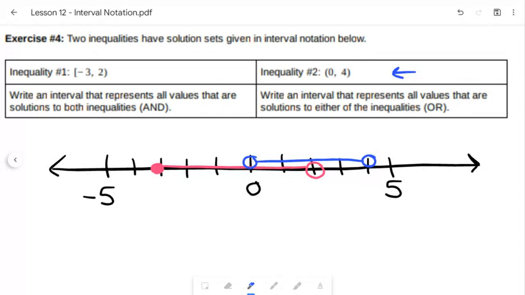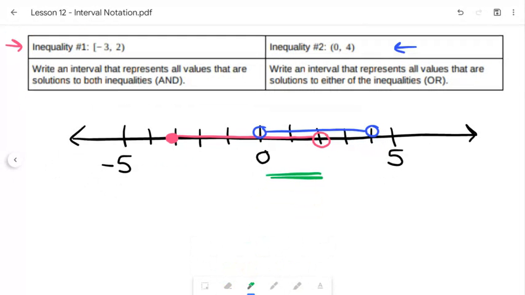We want to write an interval that represents all values that are solutions to both. So this is my and. Both have to be satisfied here, so the pink and the blue have to be both satisfied. They overlap in this general area, right? So the overlap for the and to make both of these true is from 0, open circle, and it goes to 2, open circle.